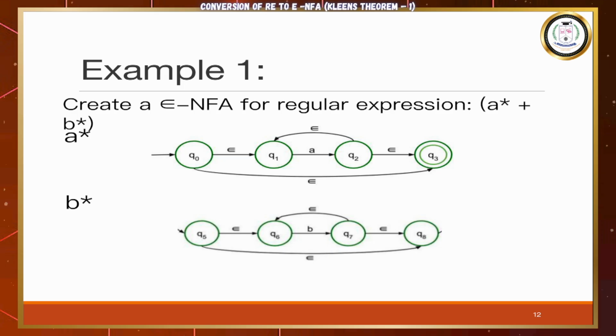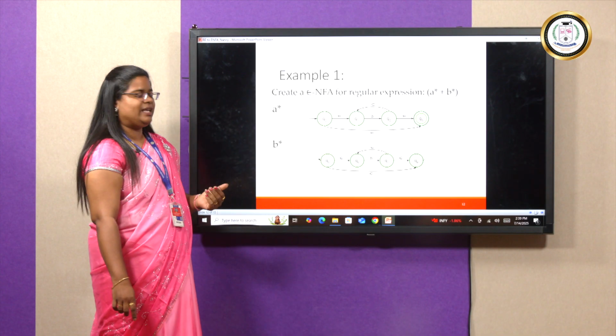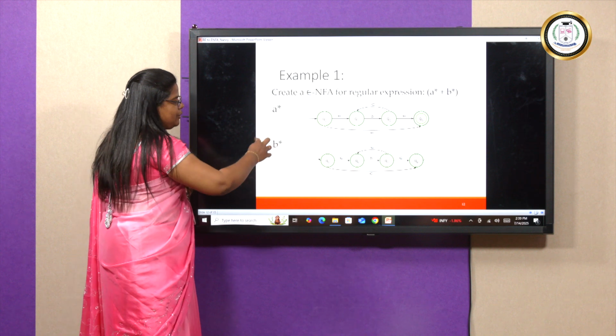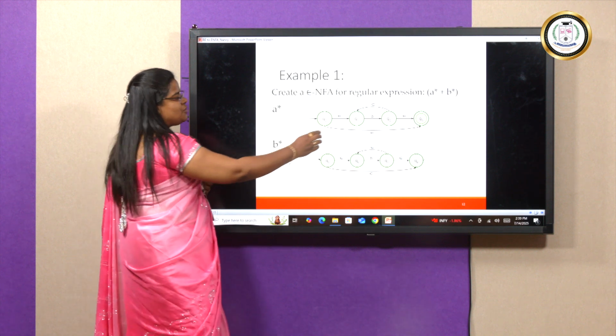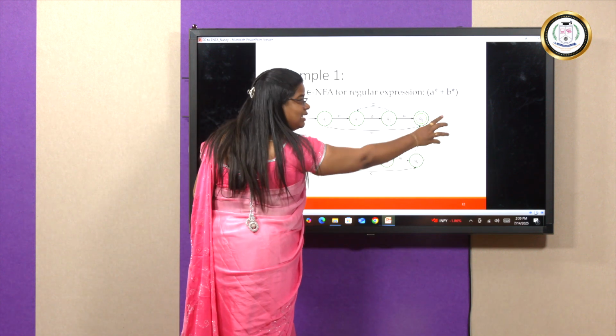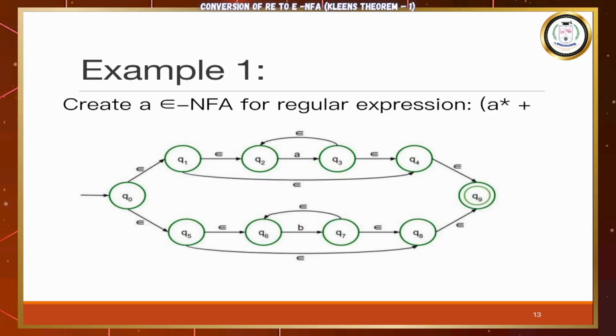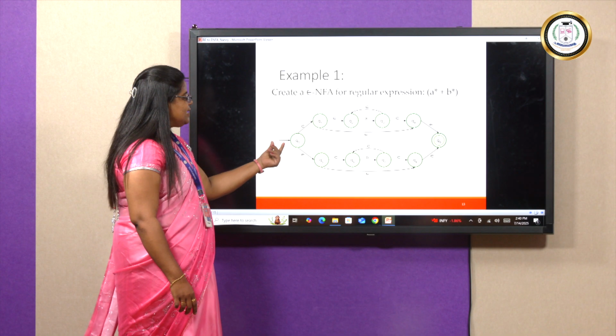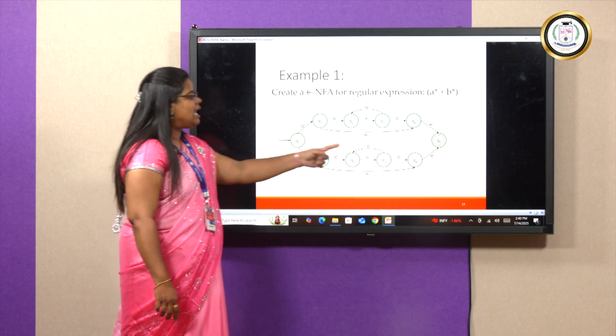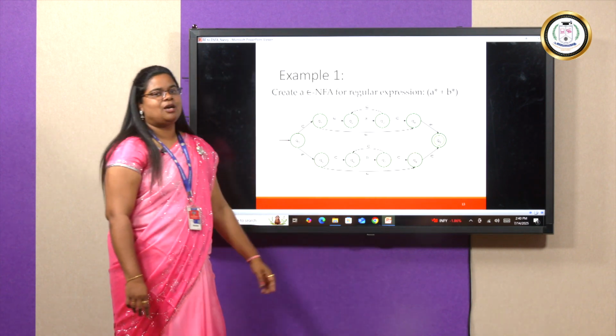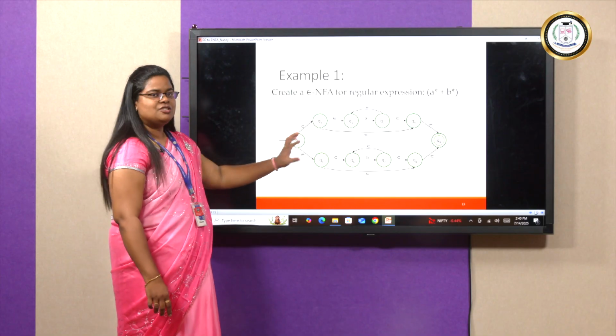Then what is the next thing? We have to use the plus symbol, right? Plus symbol means union. So we can introduce a new state here. We can join these two, and we can use another state over there, and we can join these two. So this is the final figure. This will be the start state and this will be the end state. As you know, the start state has to be indicated using an arrow mark, and the end state you have to indicate using double circles. So this joins together.